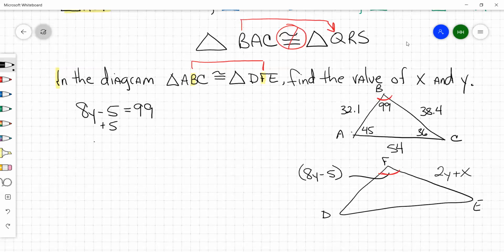We're going to add 5 to each side. So 8y equals 104. Divide by 8. And y equals, somebody?